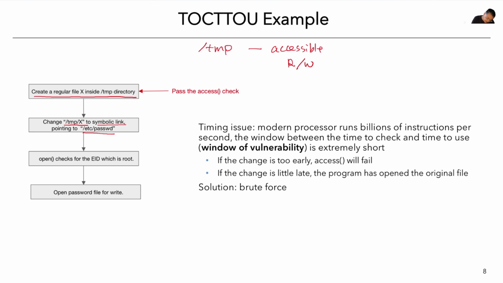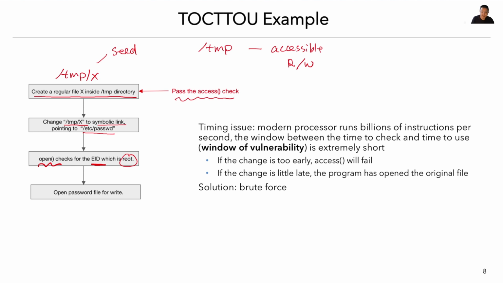Okay, so when we check the access, the /tmp/x file belongs to seed, right? The owner is seed. So the access check will pass because the file is owned by the real user. Then we change /tmp/x to be a symbolic link to /etc/passwd. But now open will check the effective UID, which is root. Then we can open the password file for write.